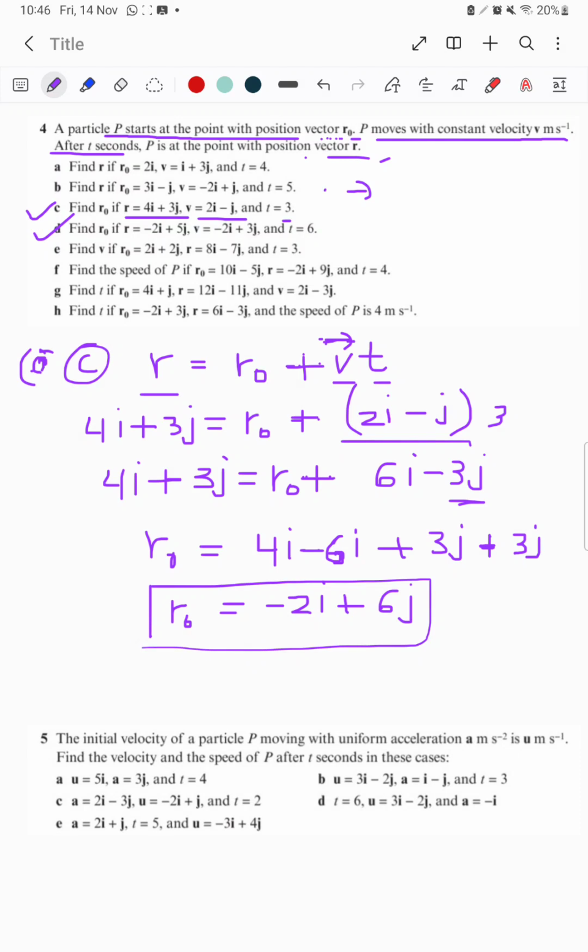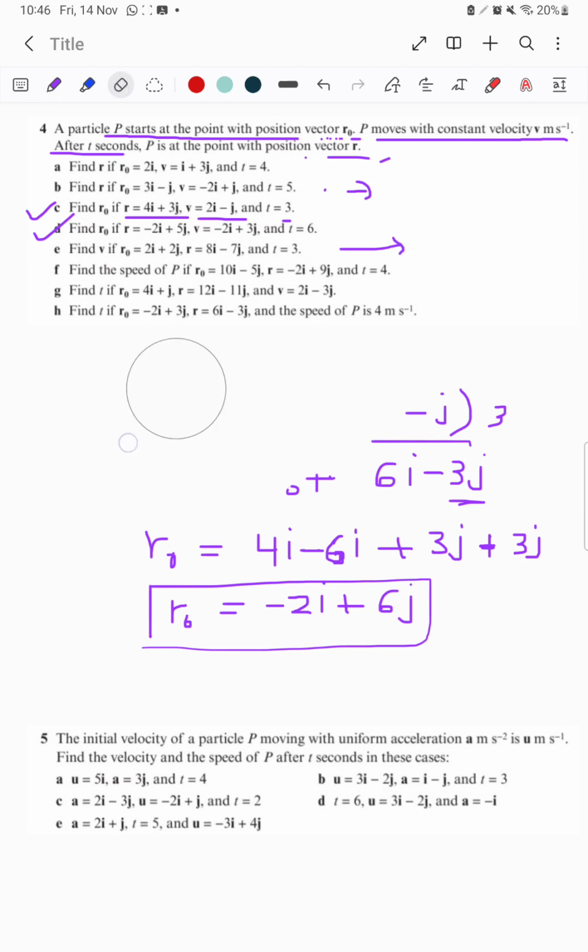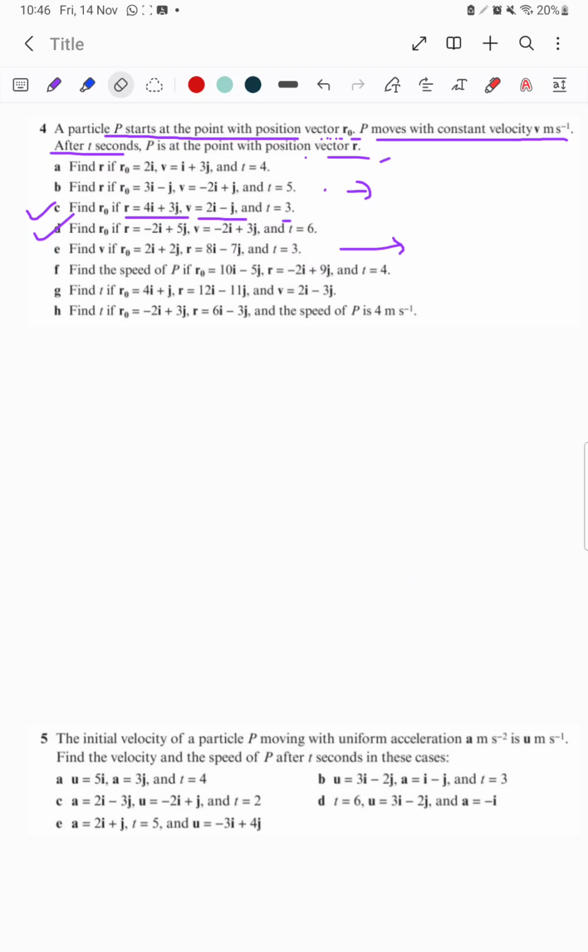Now next question, in E we have to find the velocity vector, which is easy. We just need to follow the same approach, because all the rest of the things are given as per the question. So r, we know that it is equal to r0 plus v times t. Now they said you have to find out, this is E, so we have to find out V here.